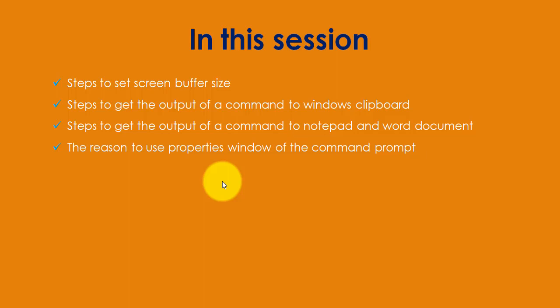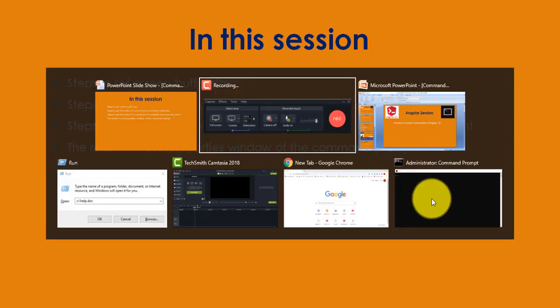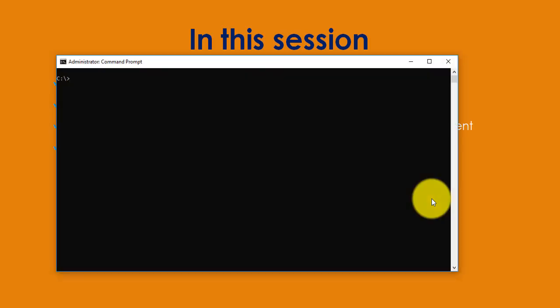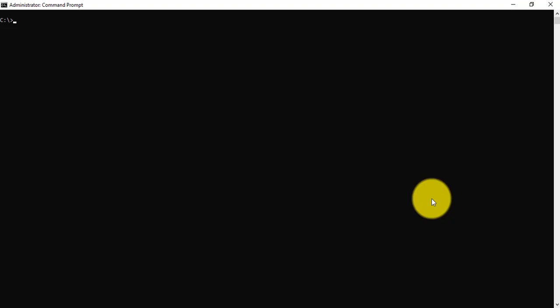Now, before going into the details of these four points, we need to open our command prompt window with administrator privileges. You should open your command prompt window as administrator. I have already opened this one. You can see this is the administrator command prompt, and I have made it full screen.